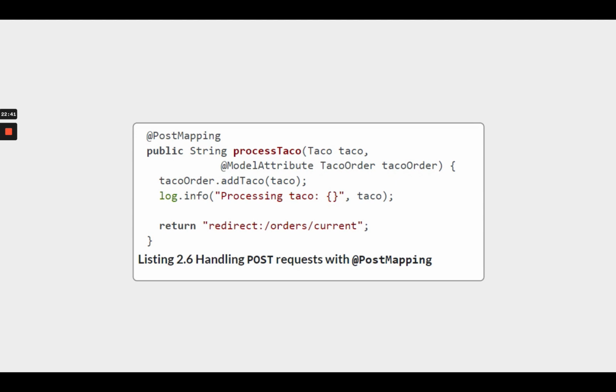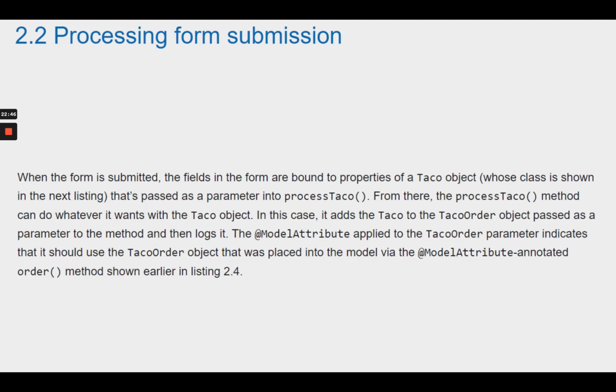This is precisely what you need to process a taco artist's submitted creations. When the form is submitted, the fields in the form are bound to properties of a Taco object, whose class is shown in the next listing, that's passed as a parameter into processTaco. From there, the processTaco method can do whatever it wants with the Taco object. In this case, it adds the taco to the TacoOrder object passed as a parameter to the method and then logs it. The @ModelAttribute applied to the TacoOrder parameter indicates that it should use the TacoOrder object that was placed into the model via the @ModelAttribute-annotated order method shown earlier in Listing 2.4.